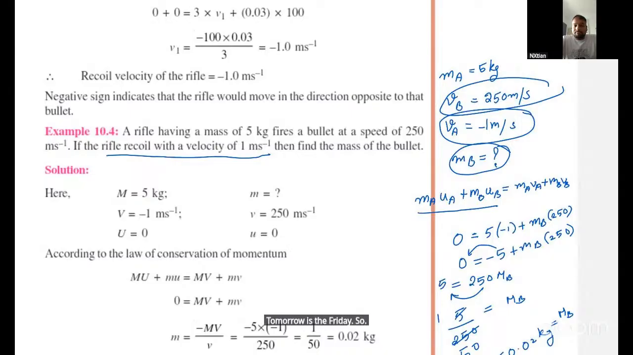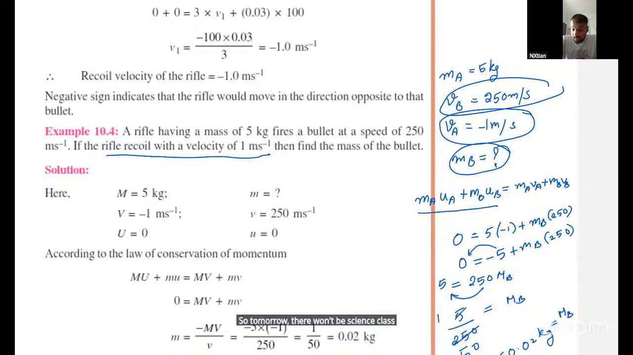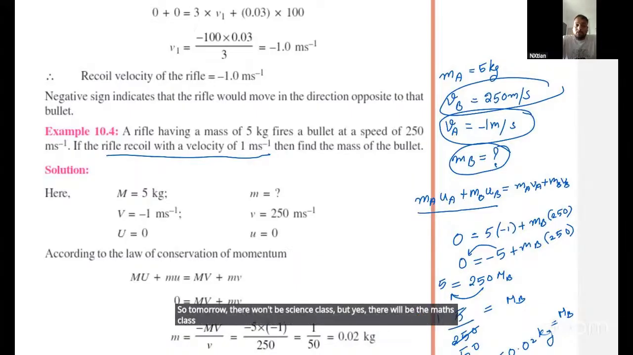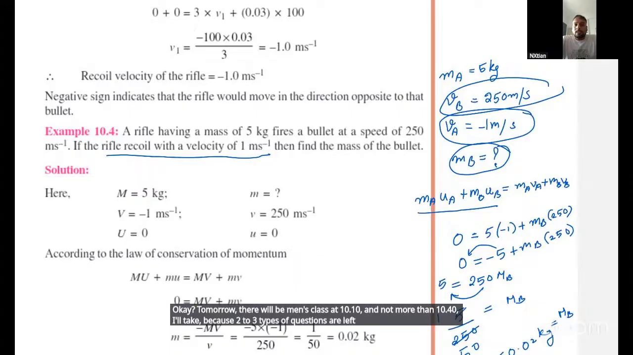So we'll do one thing. Tomorrow we'll take the class of only maths, because I have to do some questions. 2 or 3 questions are left in the quadratic equation and then it will be completed. So tomorrow there won't be a science class, but yes, there will be the maths class. Agatha, please mention this. Tomorrow there will be a maths class at 10:10 and I'll take it not more than 10:40, because 2 to 3 types of questions are left. Then the quadratic equation chapter will be complete.